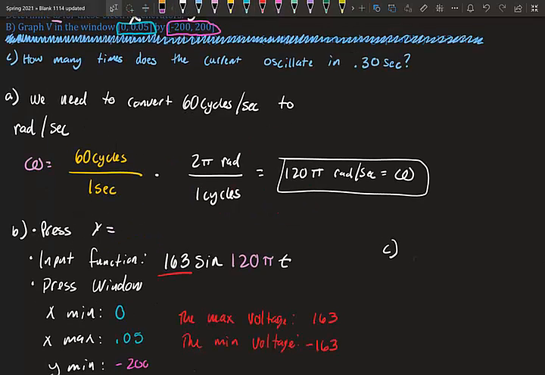Alright, part C. How many times does the current oscillate in 0.30 seconds? It tells us that we cycle 60 per second. So for 0.3 seconds, we just multiply by 0.3. 0.3 times 60, we get 18 times. So it goes around 18 times in 0.3 of a second. 0.3 of a second is not half of a second, by the way. It's a third of a second. So in a third of a second, it rotates 18 times.